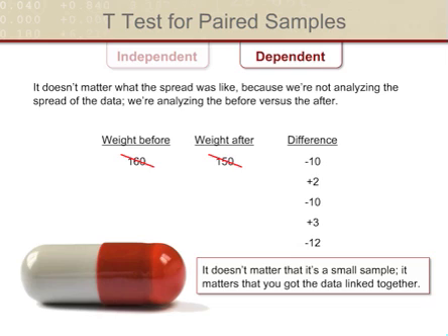It matters that you've got the data linked together, and by the way, make sure you enter the data correctly. It doesn't matter what order you put them in, top to bottom, but whatever goes in the first column, its partner had better be in the second column. So the two are matched together. The before weight versus the after. A student's SAT math versus a student's SAT verbal.